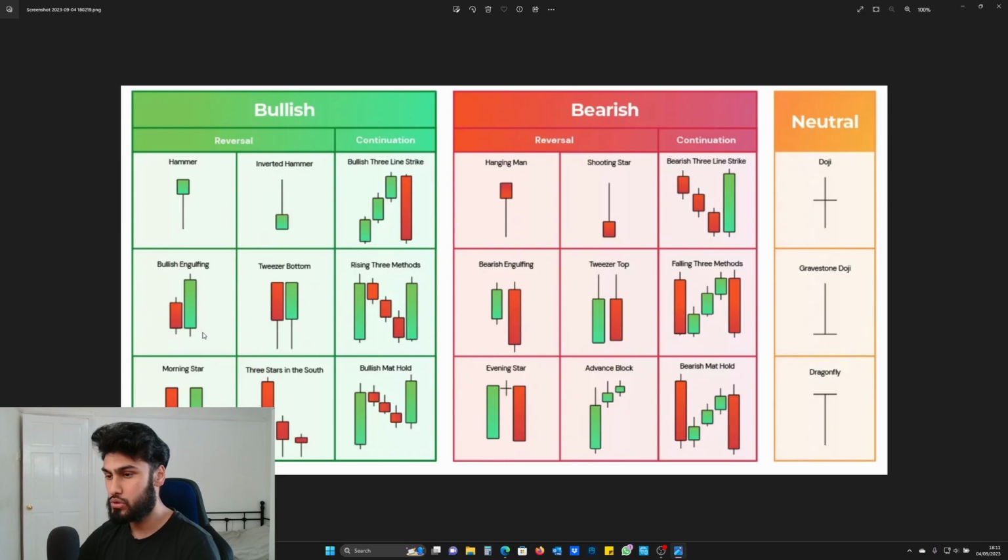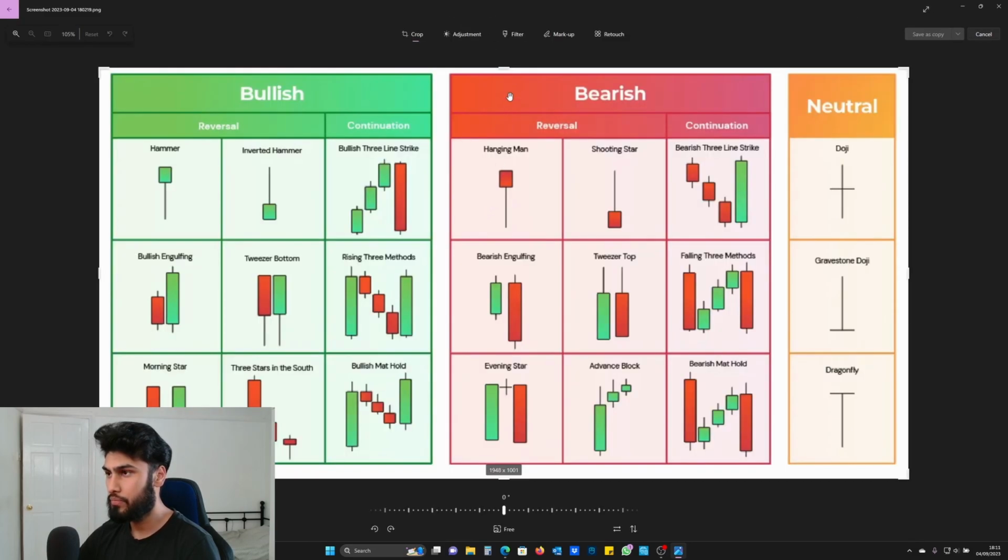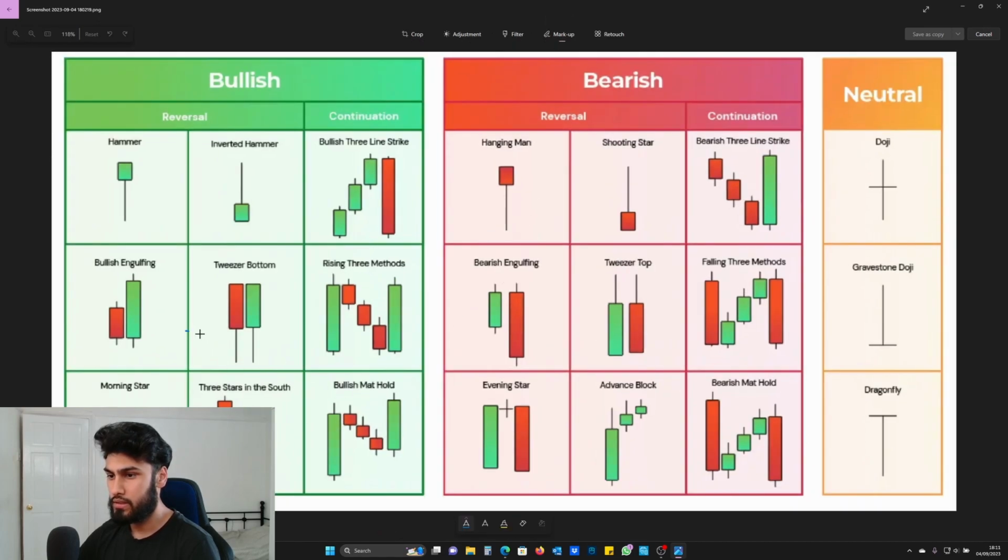Similarly, you can also see that a tweezer bottom is giving you wick rejections at the bottom, although the bodies are a similar size. Now this is very effective when you're at either a level of support or resistance. So in this case, since it's a bullish example, we can imagine that this will be at a level of support. So if I use a pen over here, we can say that this over here is going to be a level of support right over here. So in this example, this chart pattern will be very effective.